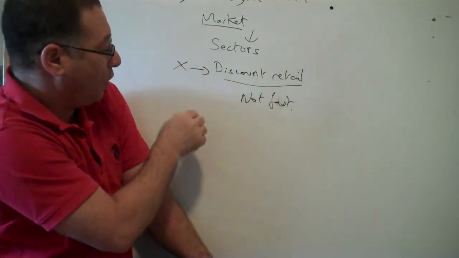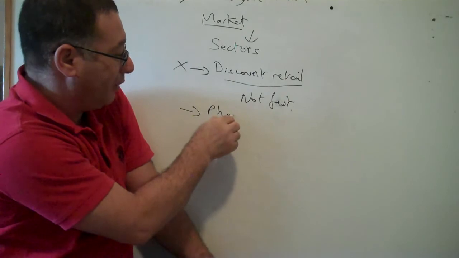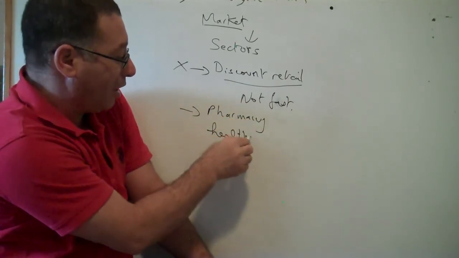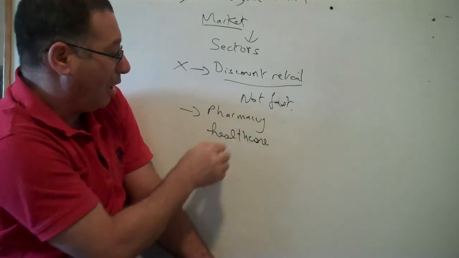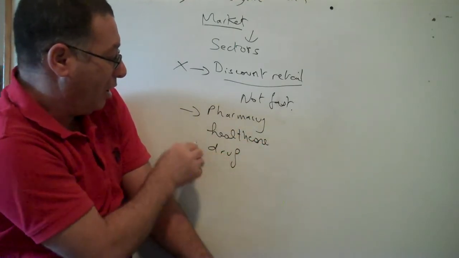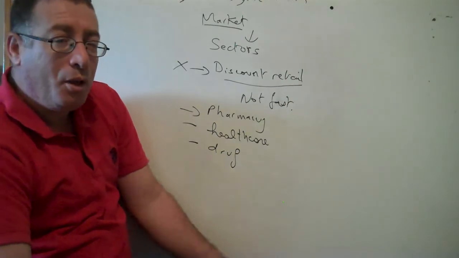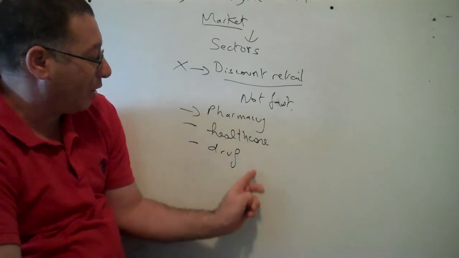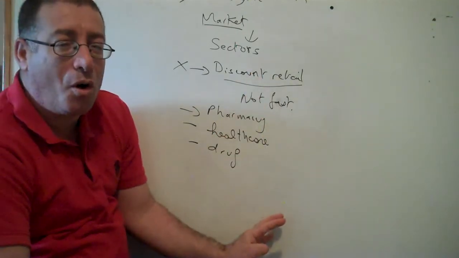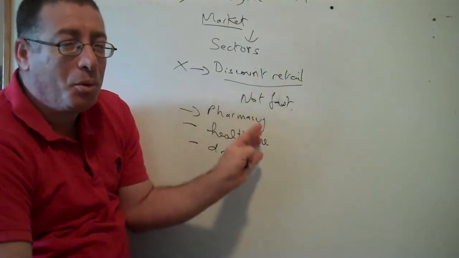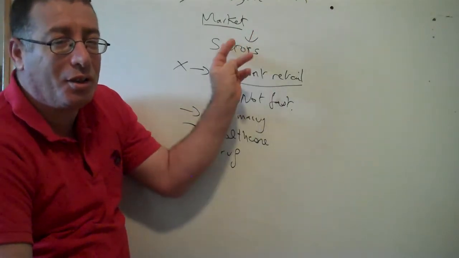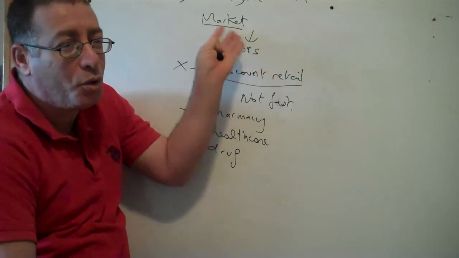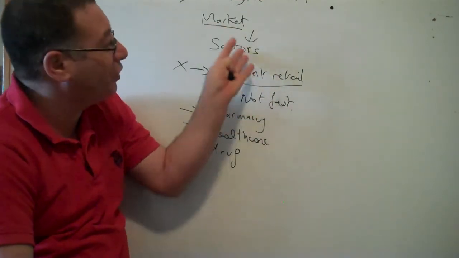Not this sector. You can go to another sector, for example, pharmacy or healthcare stocks, drugs. Okay, you can go to these sectors, pharmacy stocks or healthcare stocks or drug stocks. There are a lot, so it's impossible to list the sectors. There are hundreds of sectors and hundreds of industries in the market. So there are thousands and thousands of stocks.